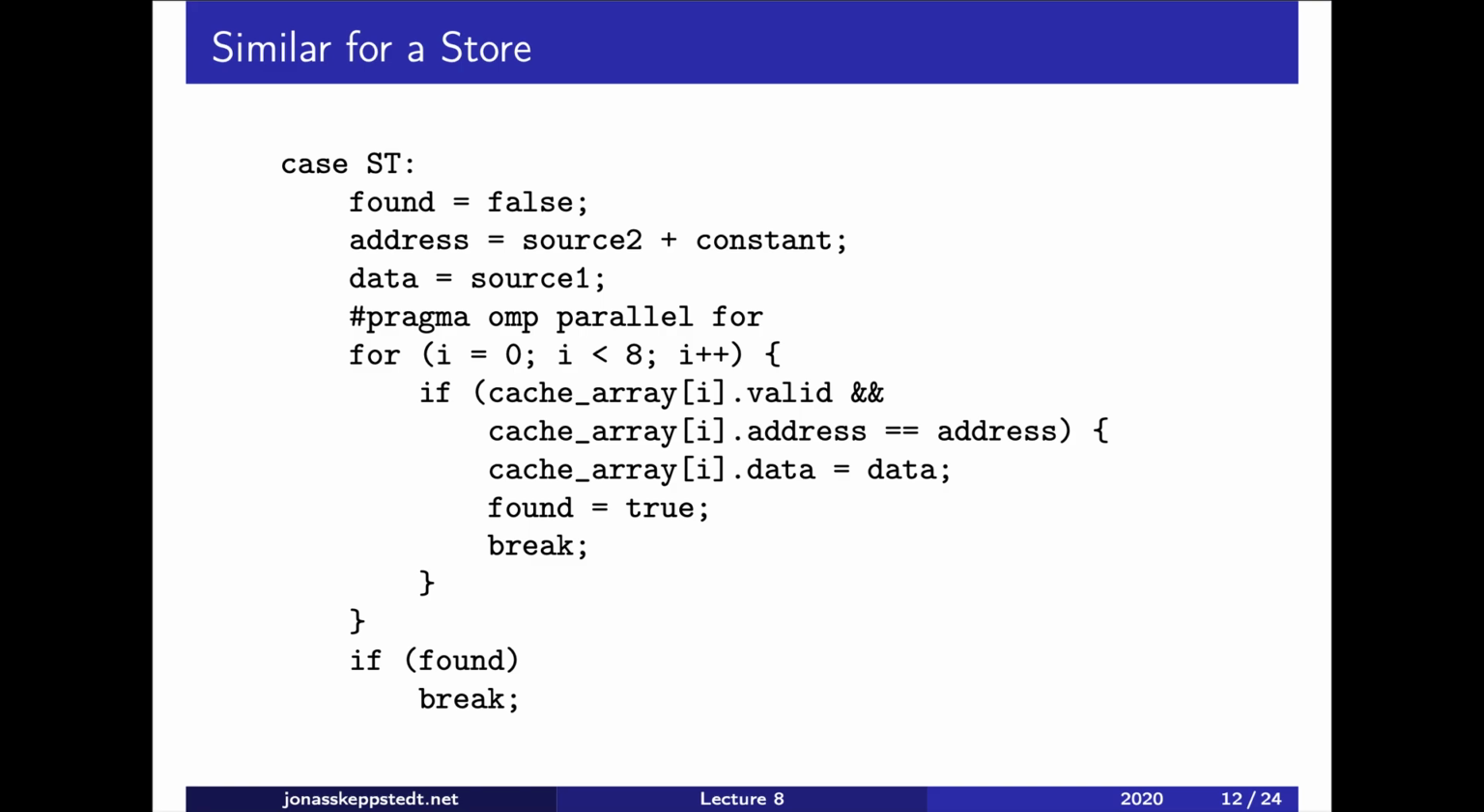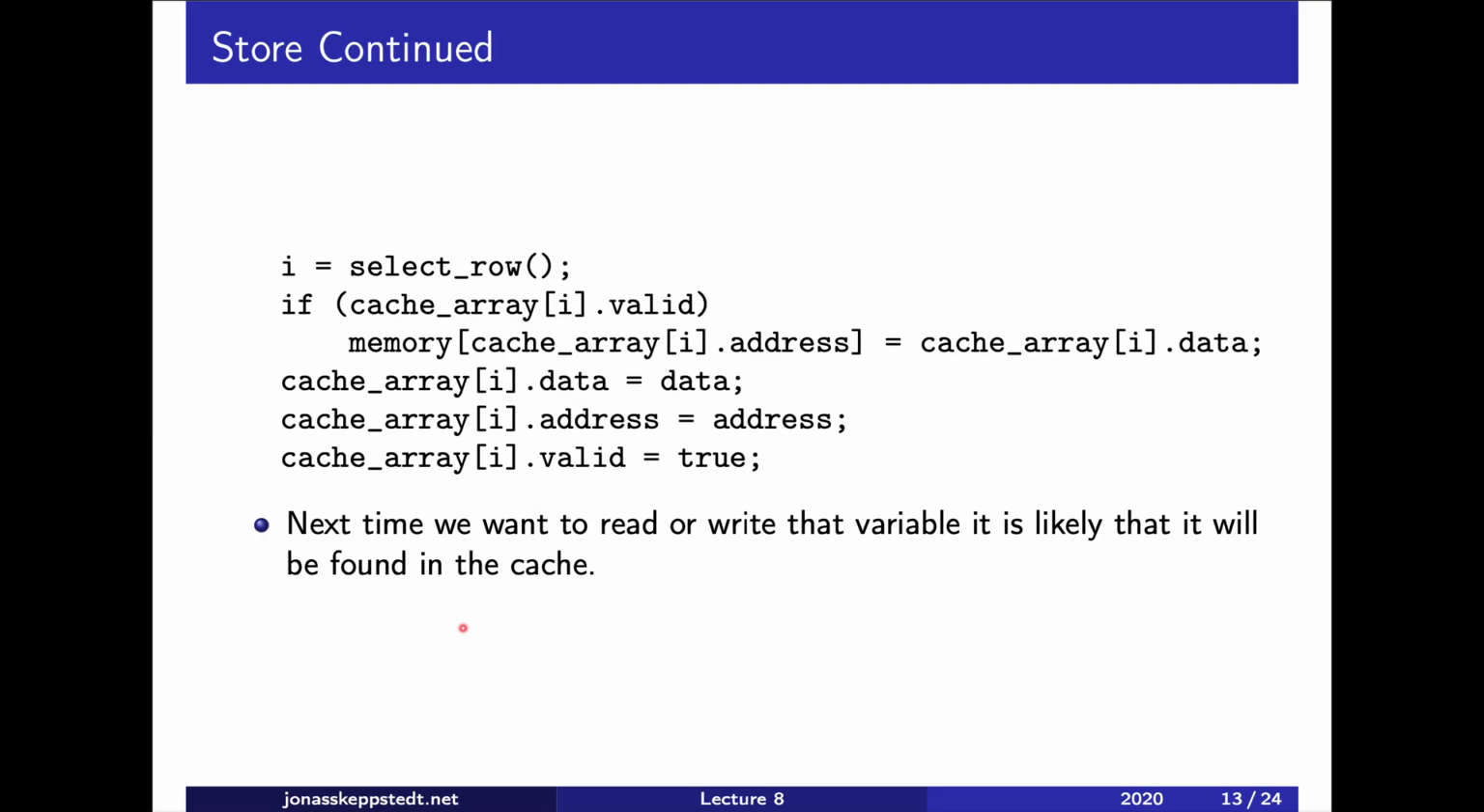Approximately the same thing happens for a store. So if we had this data in the cache already, I mean not the value, but which address it is, then we can just overwrite it and quit. And if not, we will update memory in the same way. I mean, we update memory if the row that we selected was valid, and then we copy the data to the cache.